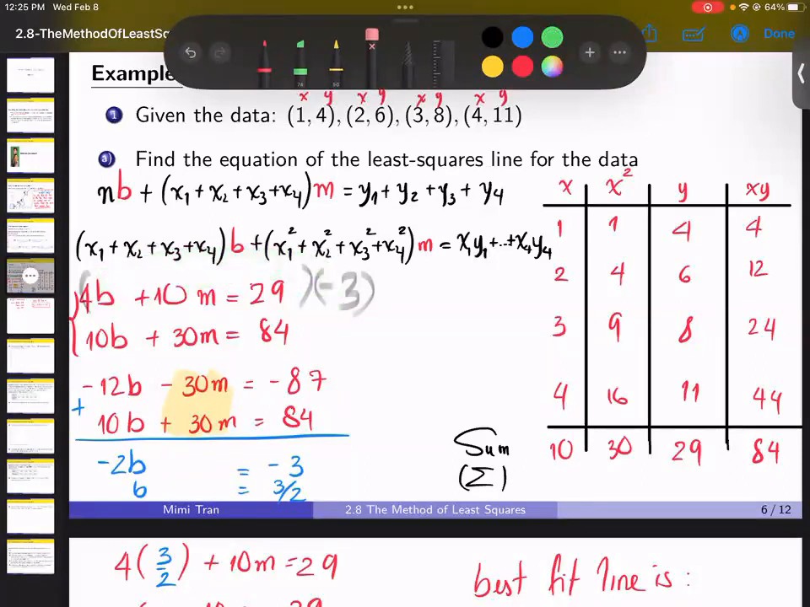That's called elimination. Here I'm eliminating m, so I need an opposite coefficient for m.